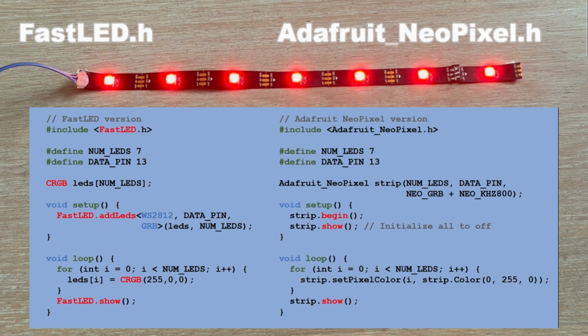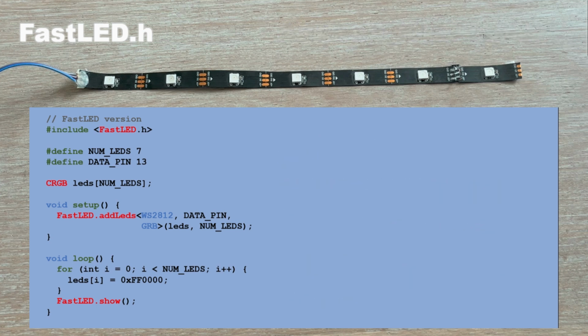FastLED also lets you use predefined color constants, like this one, or directly assign a 24-bit color value to an LED in the array. As you can see, I clearly prefer FastLED. I find it easier to use and more intuitive. So from here on, I will stick with FastLED for the rest of the project. If you feel differently or prefer NeoPixel library, I would love to hear your perspective and why it works better for you.